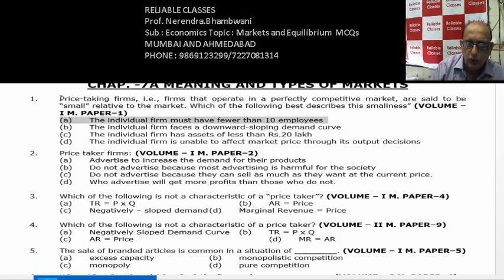Individual firm must have fewer than 10 employees. No, this is wrong. We don't say 10 employees, 11 employees is big or so on. Individual firm faces downward sloping demand curve. This is wrong. An individual firm faces a demand curve which is parallel to the x-axis. Individual firm has assets less than 20 lakhs. No, there is no such thing.